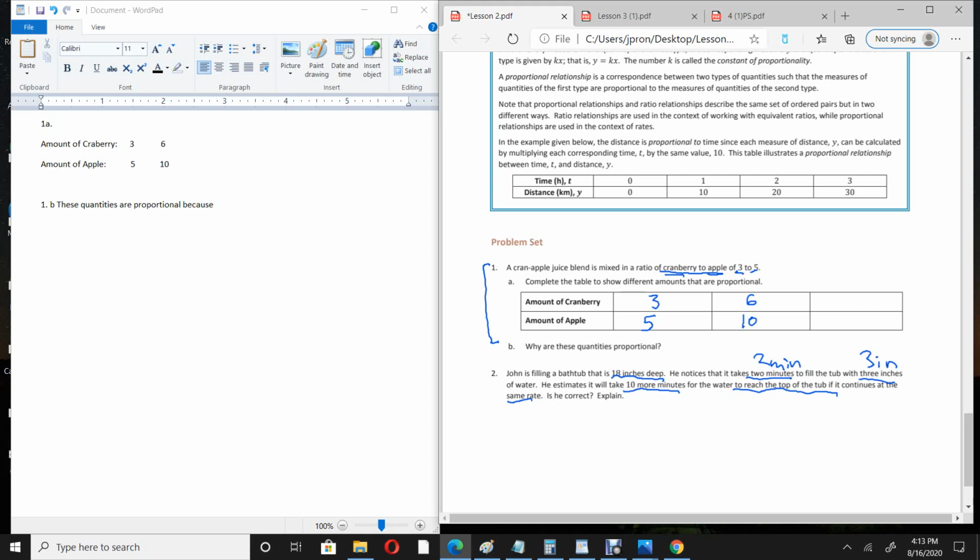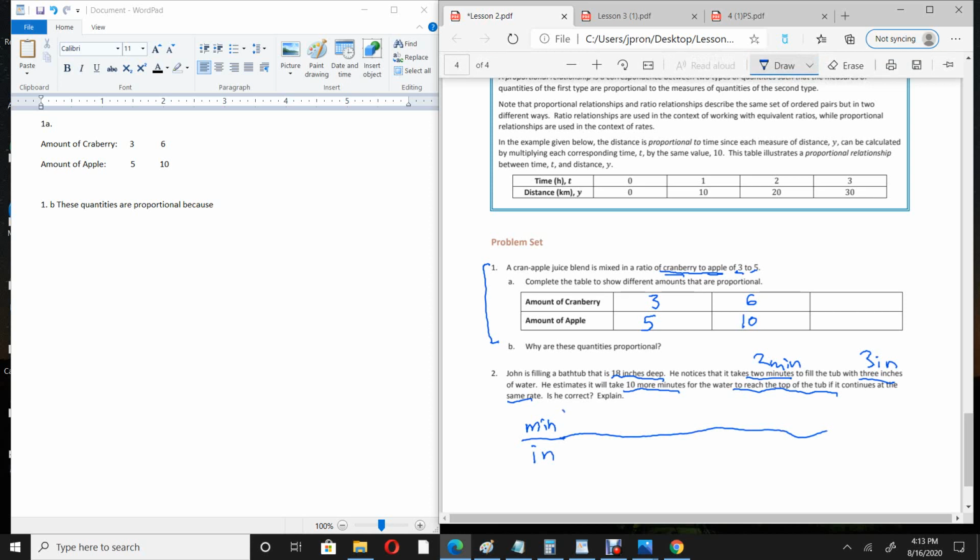So we're going to go minutes to inches. I'm going to make a little table right here just to see. So I'll have 2 minutes, 3 inches. How many minutes is it going to take for me to get to 18 inches? So you can just double it each time maybe. See, so if in 2 minutes it goes 3 inches, in 4 minutes it'll go 6 inches. How long will it take to get 18 inches deep?